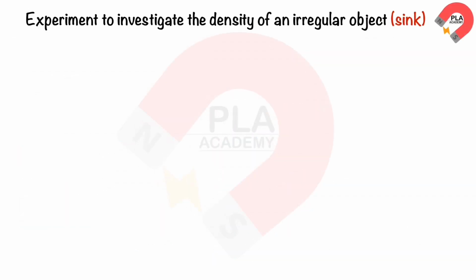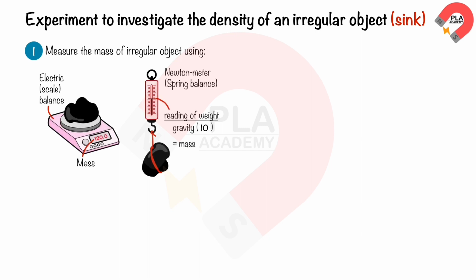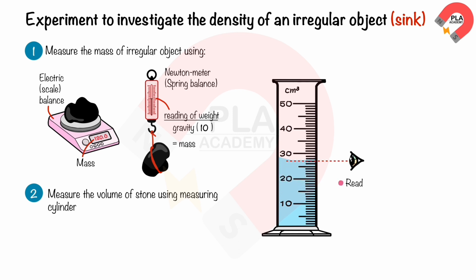Experiment to investigate the density of an irregular object that sinks in water, such as a stone. 1. We measure the mass of the stone using an electric balance or a Newton meter as shown. 2. We measure the volume of the stone using a measuring cylinder, as follows. Fill the measuring cylinder with water. Read the initial volume, V1, by viewing the scale at a perpendicular angle at the bottom of the meniscus as shown.